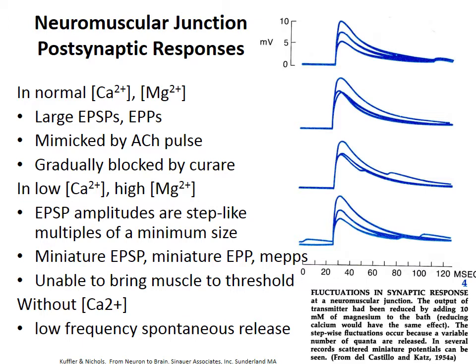The names of these can be confusing. The motor end plate is another name for the neuromuscular junction. So these very small events are called miniature excitatory postsynaptic potentials, or miniature end plate potentials, or sometimes just plain MEPs, or minis. And these minis were quite curious and still remain so.